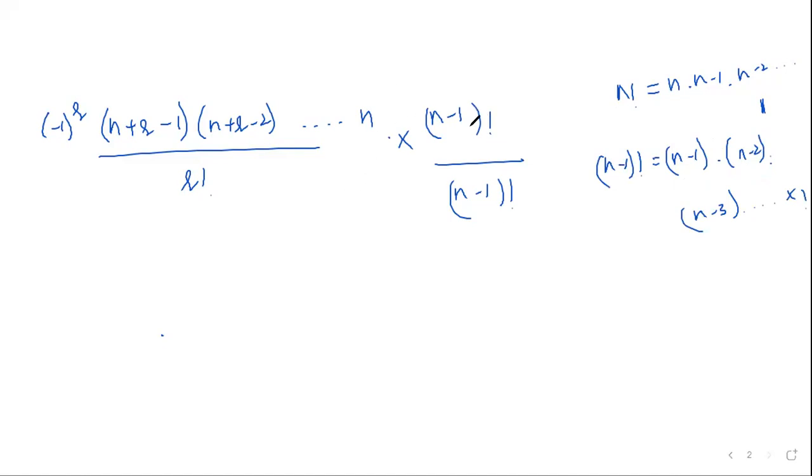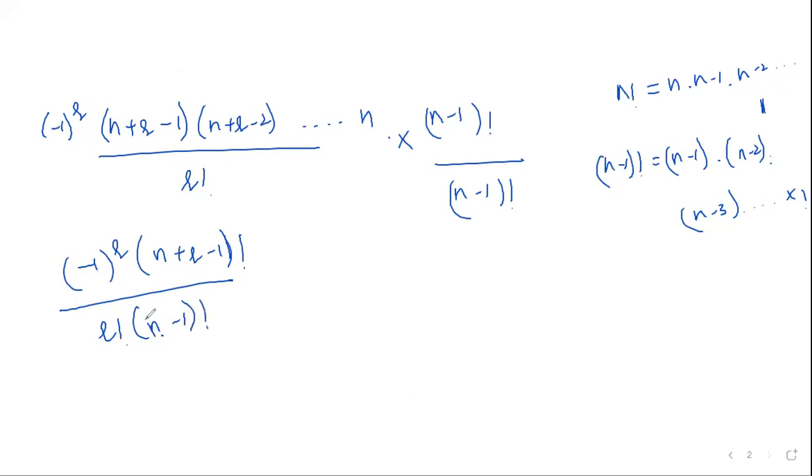Now if I multiply both numerator and denominator with n minus 1 factorial, we have over here n plus r minus 1, n plus r minus 2, n plus r minus 3 till we get simply n. Then after n we have n minus 1, n minus 2, n minus 3 and up to 1. Now in this case, this entire numerator is n plus r minus 1 factorial. So minus 1 power r into n plus r minus 1 factorial by r factorial into n minus 1 factorial.